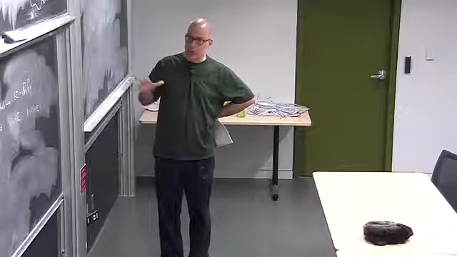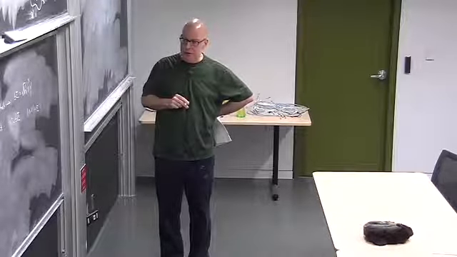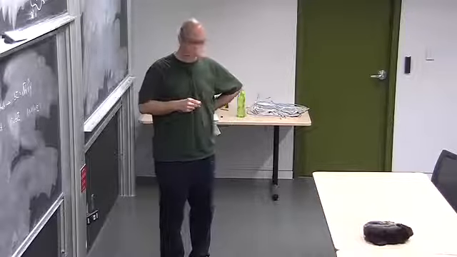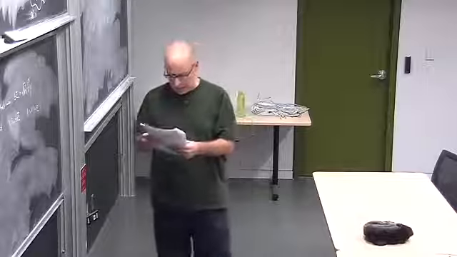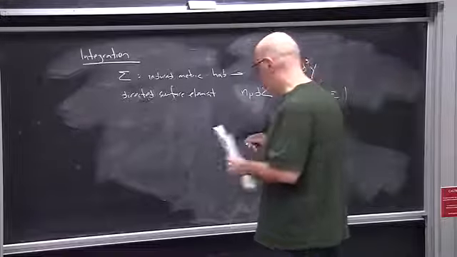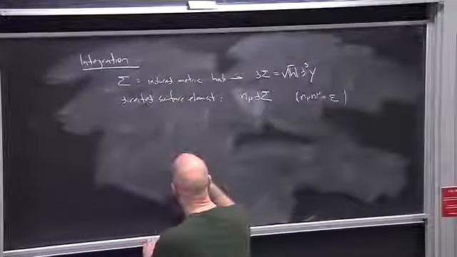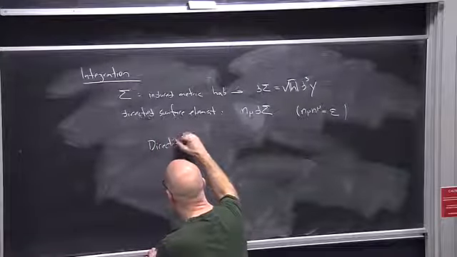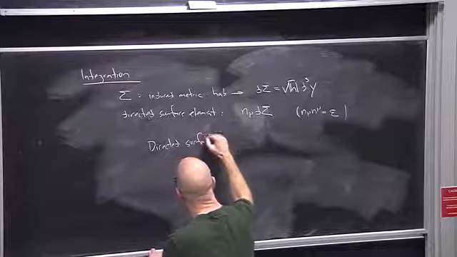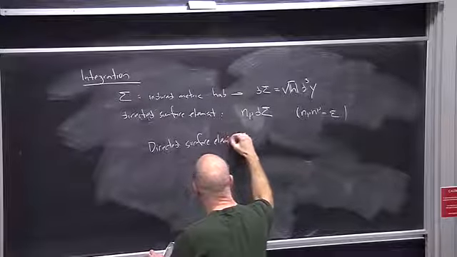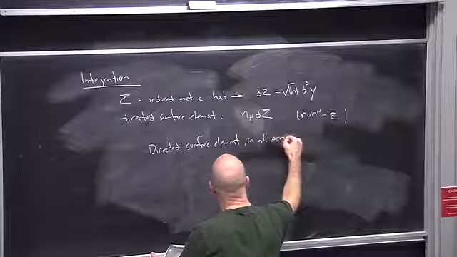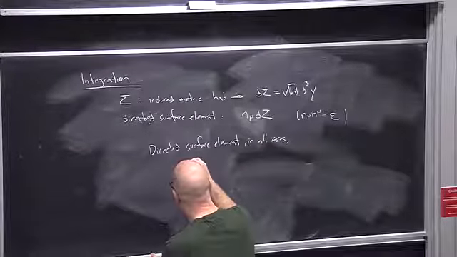So I'm not going to do forms, but what we're going to see appearing just now is something that's very reminiscent of what you would expect to come out of a discussion involving forms. So let me say that our volume element, our directed surface element, in all cases is going to be given by this. I'll call it d sigma mu.